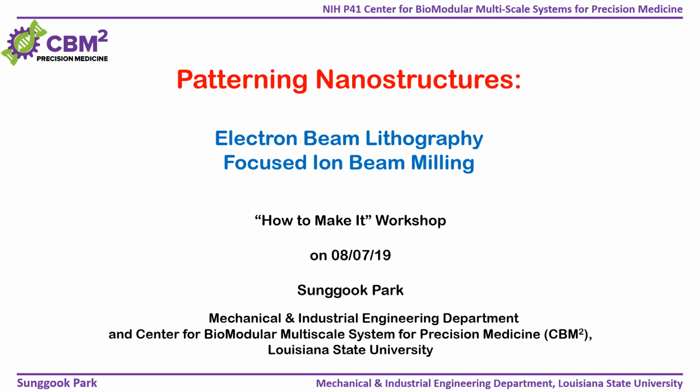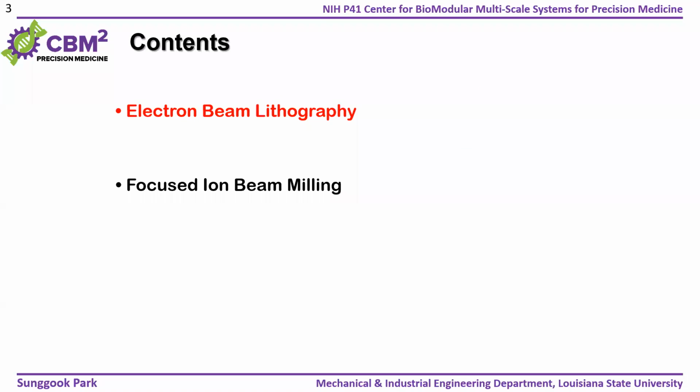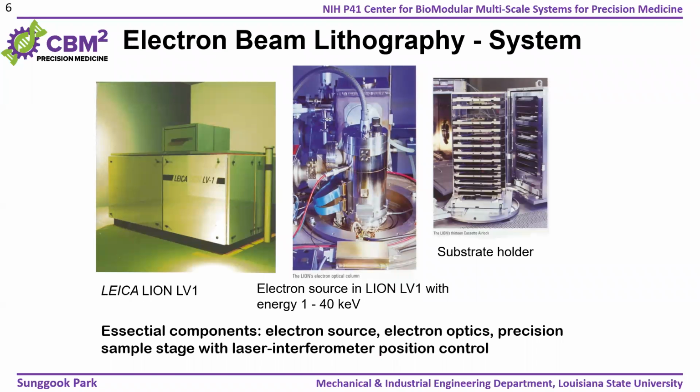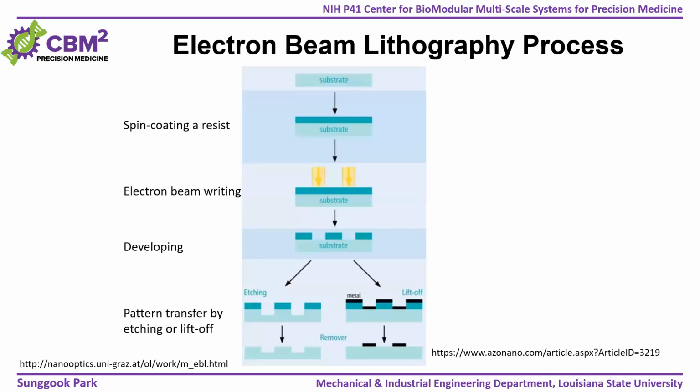So in this part of the workshop, I will talk about the two most important methods to pattern nanostructures: electron beam lithography and focused ion beam milling. So the first one, electron beam lithography. I'll probably show this one first.